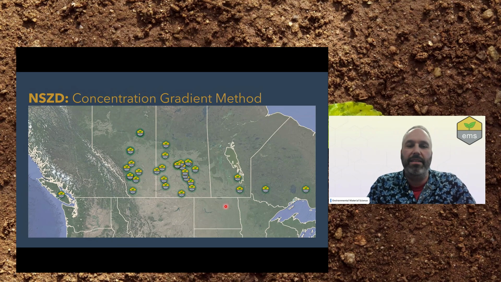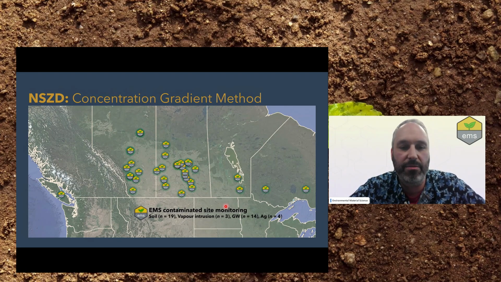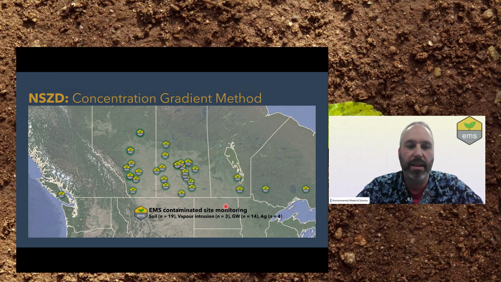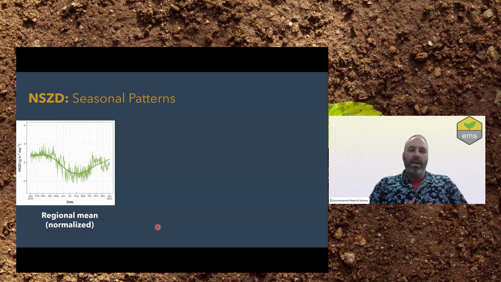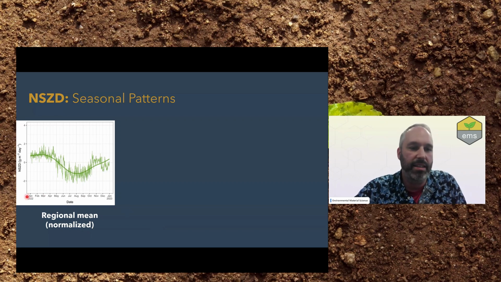So here's our state of sites now. We've got sites across Western Canada and into Ontario there as well, where we're measuring natural source zone depletion. We've also got some vapor intrusion and groundwater sites, but we'll be focusing on these soil sites. So we've measured NSD at all these. This is what the regional mean natural source zone depletion looks like from those sites. This is for January to January, so it's a calendar year. And we've normalized it because sites are going to be higher and lower, but they're going to exhibit similar patterns through time. So we just want to be able to compare apples to apples. So that's why you see some negative numbers here.